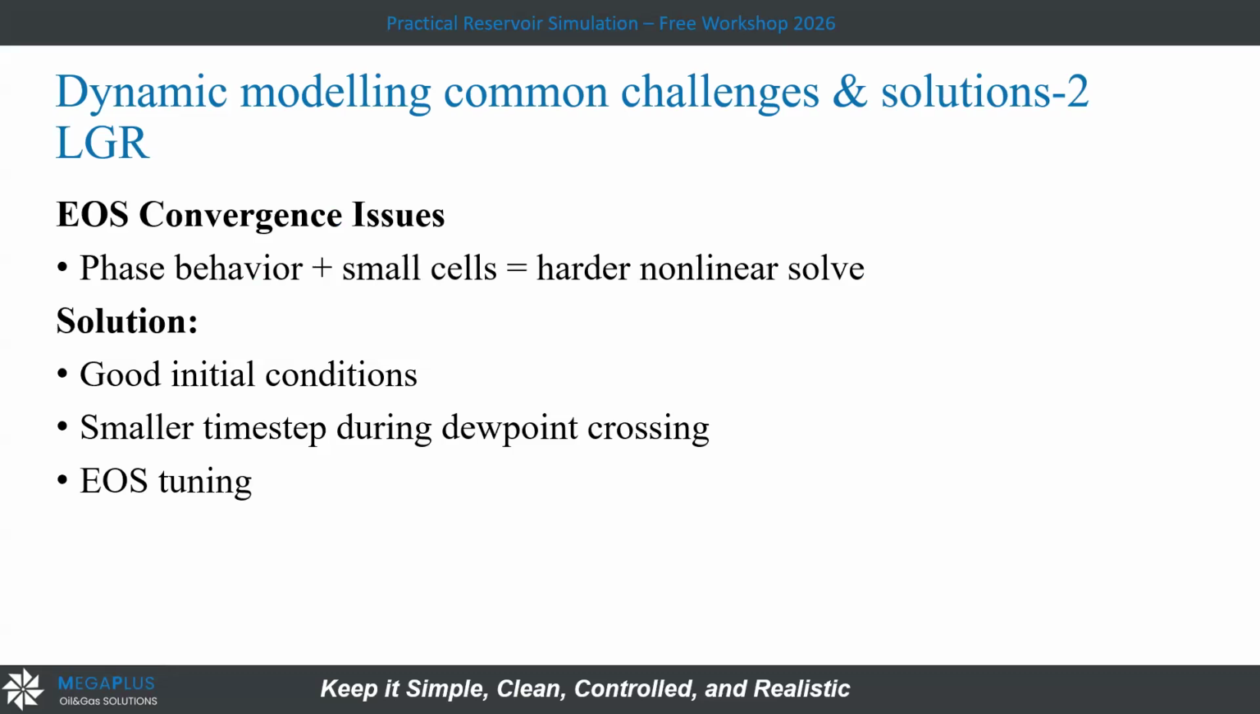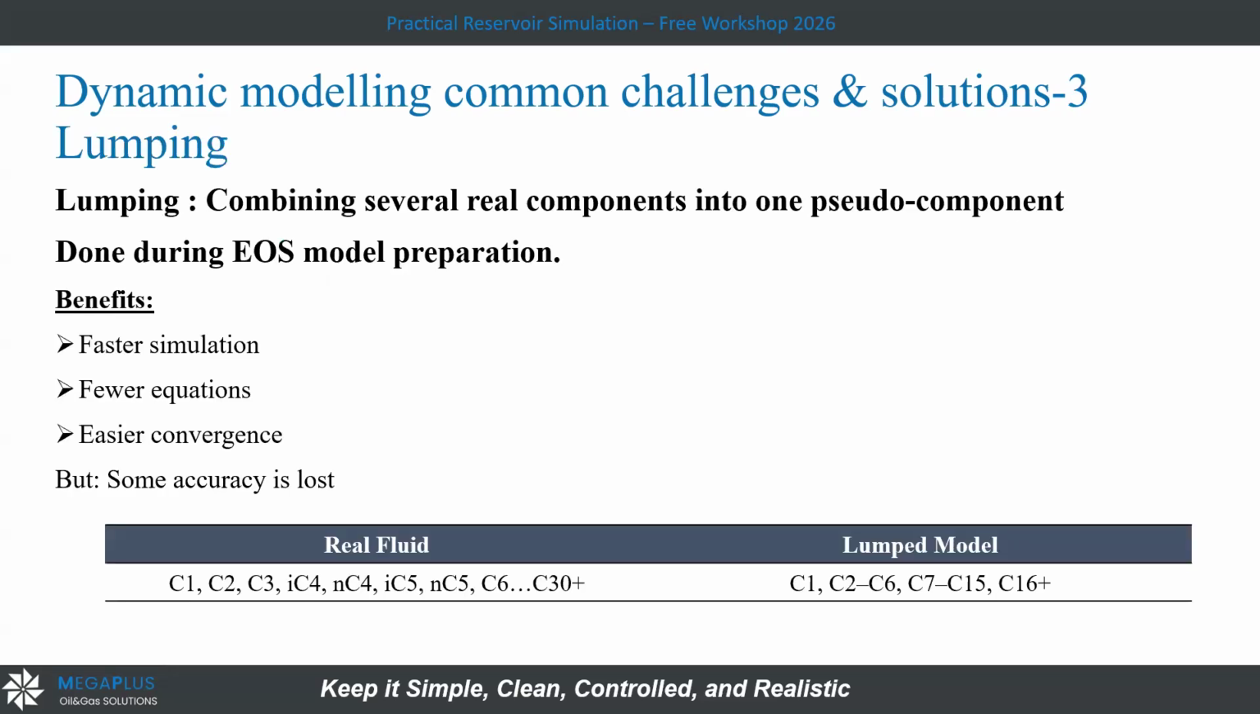Also in the LGRs, maybe we have some problems in the equation of state, the phase behavior in small cells. So we are talking about many calculations according to the equation in each component and each pressure. As I told you, a lot of calculations, a lot of iterations, a lot of matrices. Sometimes the model will try to solve it, but at a certain point the model will tell you a lot of convergence problems happened and I cannot proceed. This is for the LGR.